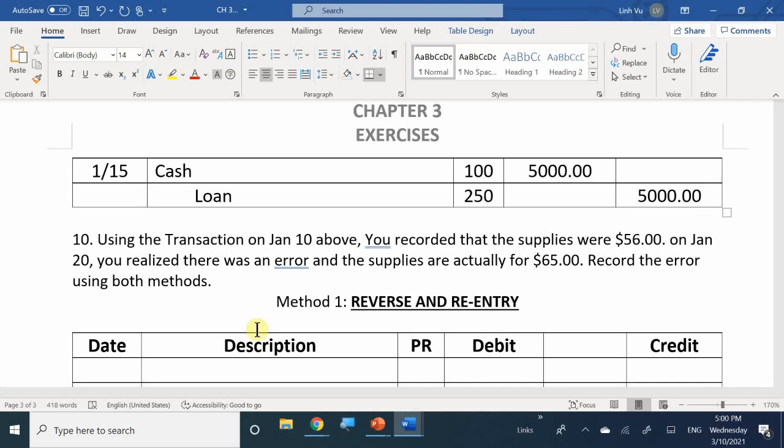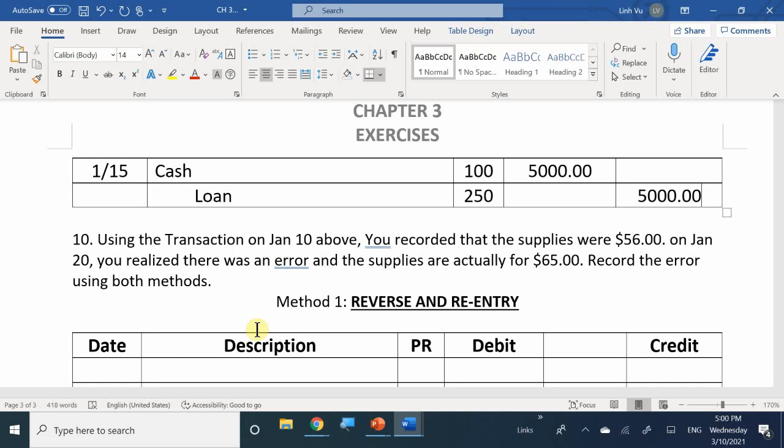I made a mistake. I recorded that the supplies were $56 on account, only on January 20th to realize that it was for the wrong amount, right? We actually purchased it for $65, because I looked at the receipt twice again. I fat fingered that this was 56, not 65. Okay, so now I want to fix this error in my journal, right?